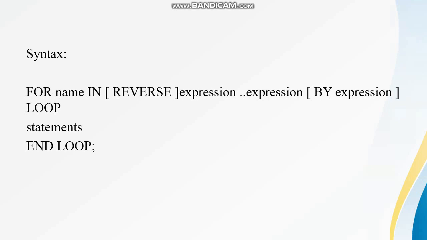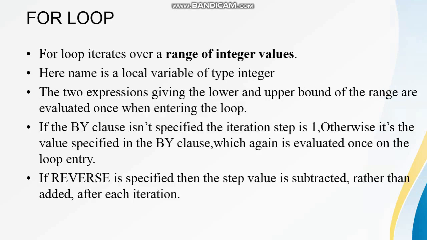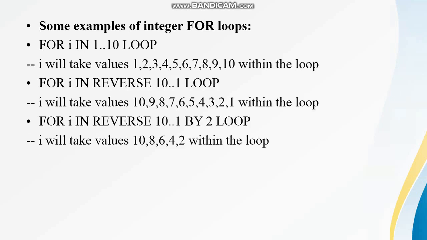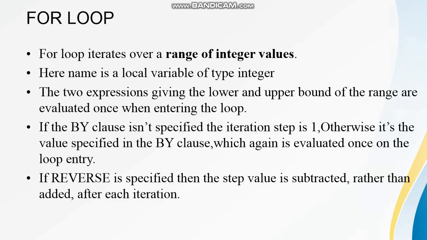It can be for i, it can be for x, it can be for y, it can be for c, anything, right? Next, the two expressions giving the lower and upper bound of the range are evaluated once when entering the loop. So basically here it is going to check what the lower bounds and upper bounds are. Let's see the example. Here you can see for i in 1 ... 10. So 1 is the lower bound and 10 is the upper bound. So before entering the loop, these two bounds are evaluated once. This is the meaning of this statement.